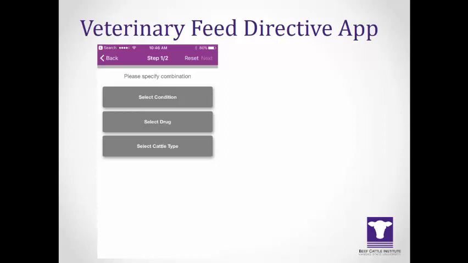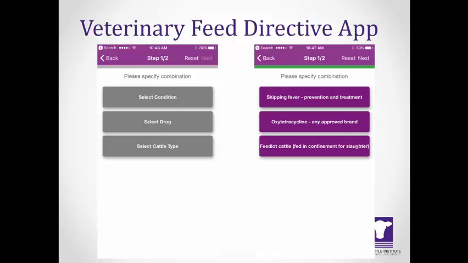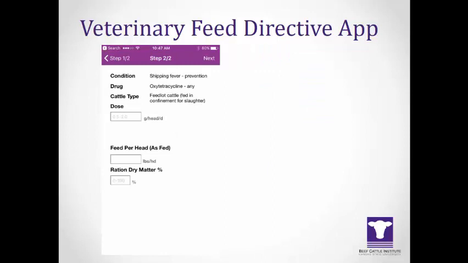There's also a veterinary feed directive app that's available. This app is simply a calculator. It doesn't necessarily provide your VFD. It's not going to replace anything else that's already out there. But what it does is it lets you perform the math associated with selecting a condition, medical condition, a drug, or a cattle type, and you can select those in any order and do the math to calculate. For example, I've got here shipping fever, Oxytet, and feedlot cattle, and then I plug in only a couple numbers.